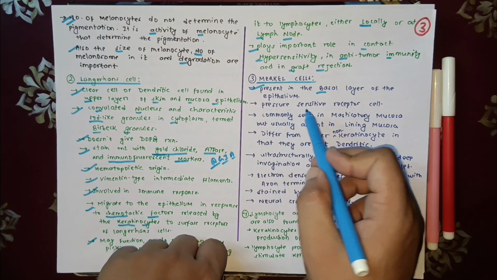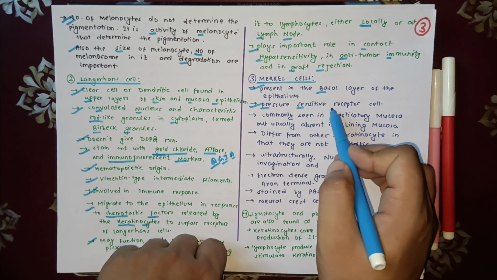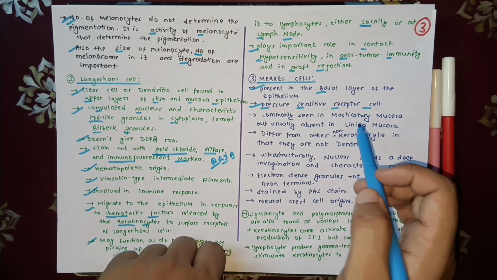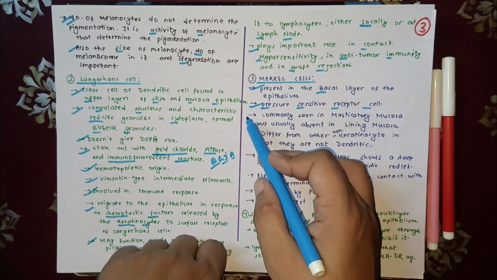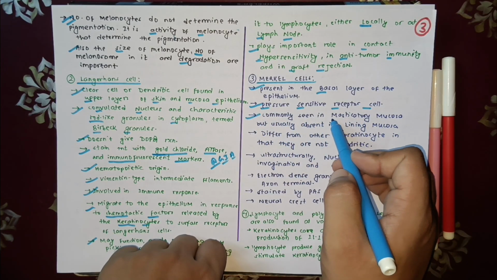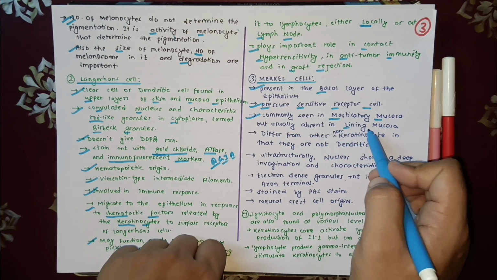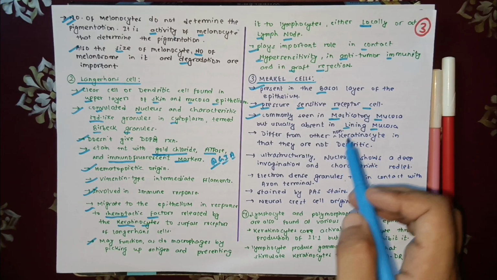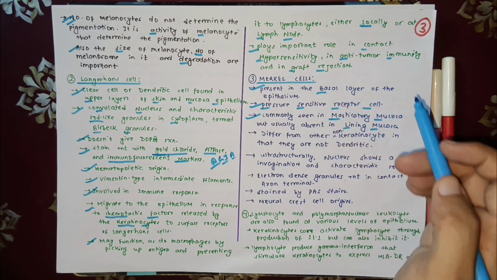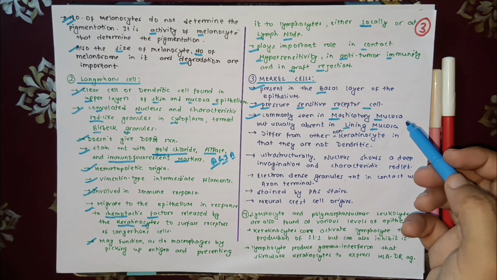The second point: the Merkel cells are pressure sensitive receptor cells. In the next point, they are commonly seen in the masticatory mucosa, but usually absent in the lining mucosa. This is also a very important line you can remember. Merkel cells are commonly present in the masticatory mucosa, but usually absent in the lining mucosa.